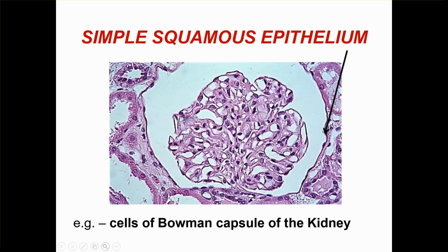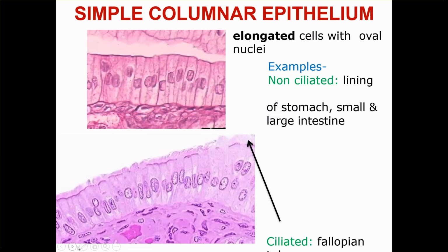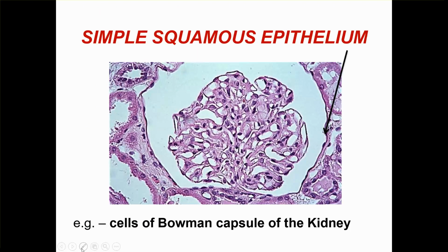The simple squamous epithelium, as you can see here. Look for the pointed structure, and this is the epithelium, simple squamous epithelium. An example is the cells of Bowman's capsule of the kidney. This is called the glomerulus, and this is the cells of the Bowman's capsule. So you should know this, related to your epithelium topic.